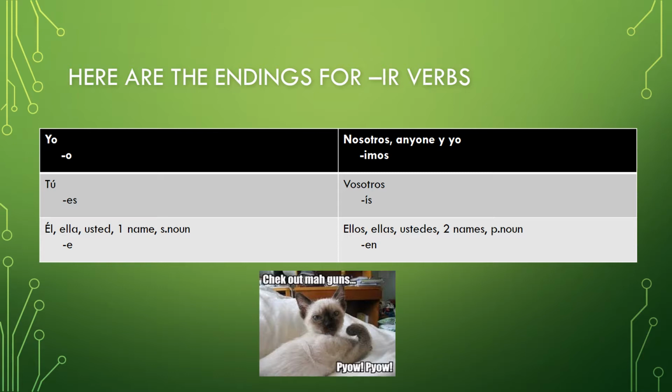Now we're finishing with IR verbs. So IR verbs are very similar to ER verbs. As you can see, we have O, S, A, and then we go emos and eis, and then we're back to N. So they share most of the same endings except for nosotros and vosotros. In that case, we replace the A or the E with an I. It's an IR verb. It makes sense. So your IR verb endings go O, es, e, imos, ís, and then back to en.